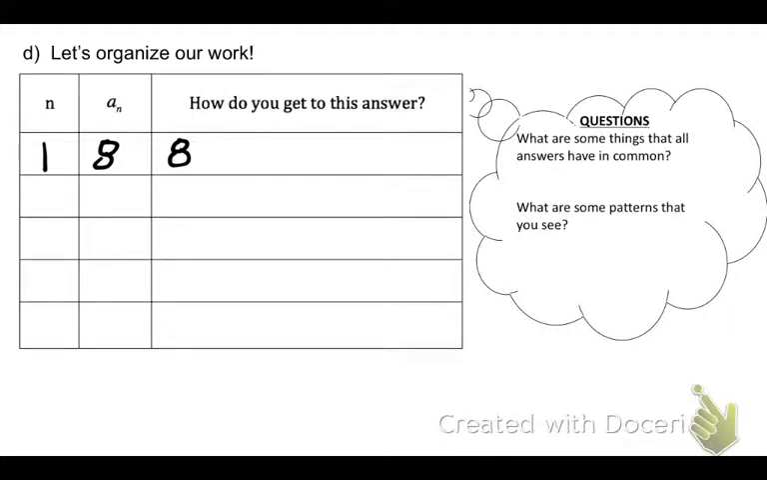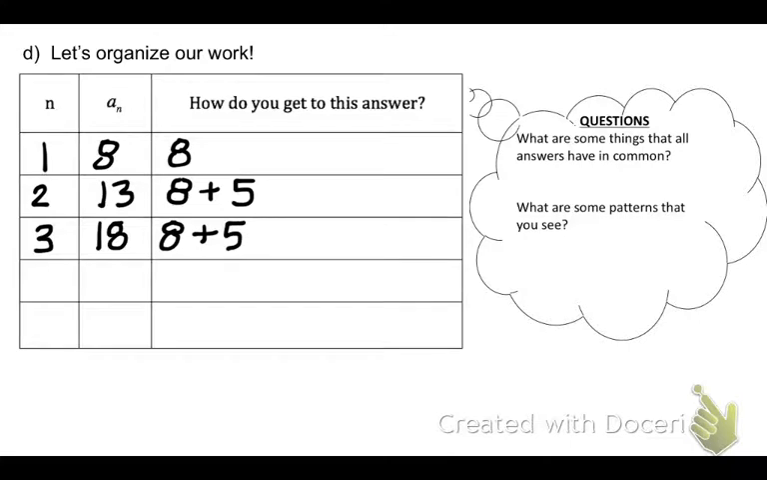What about the answer in the second position, in the second term? It was 13. So, how do you get the 13? Well, you started with 8, and then you had to add 5. Okay? What about the number in the third position? The number in the third position is 18. So how did we get up to 18? Well, we started with 8. We added 5 to get to 13. And we added 5 again to get to 18.